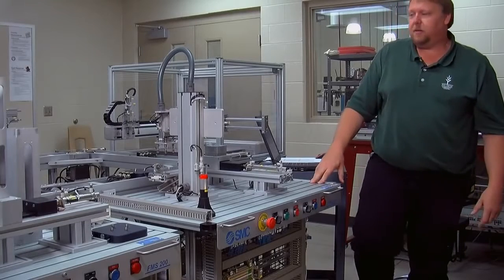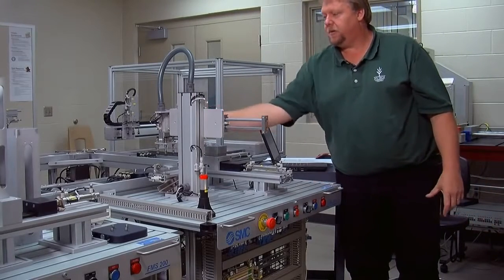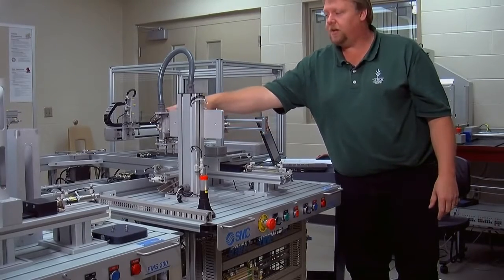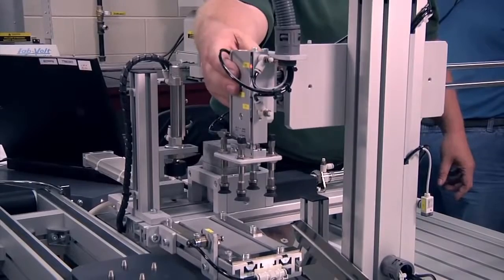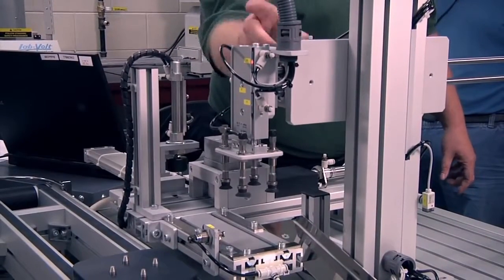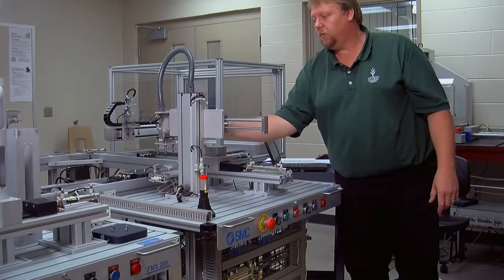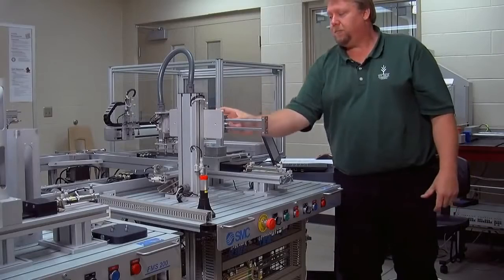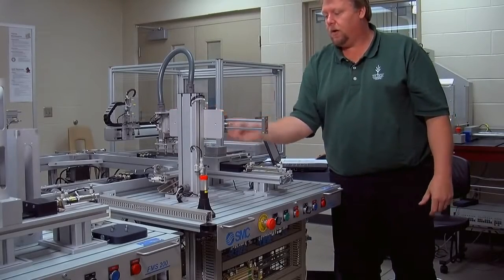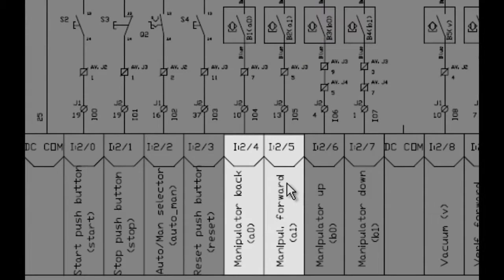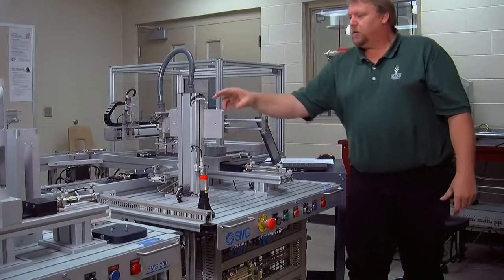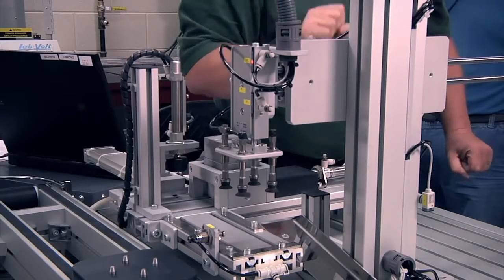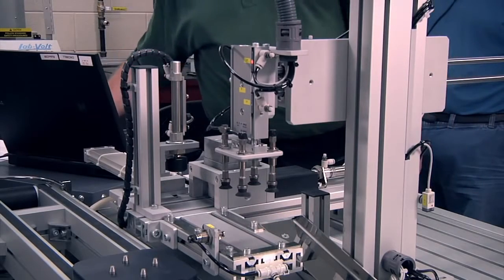And our next one is manipulator back, and manipulator back is referring to this actuator right here. So when it is in its normal state, it is back. You can see that the actuator attached to here is in the back position. Manipulator forward is the next input, which is labeled I:25. Manipulator back and manipulator forward are I:24 and I:25. So when this cylinder energizes, it's going to take this out here and back and forth. That's why they labeled them accordingly.